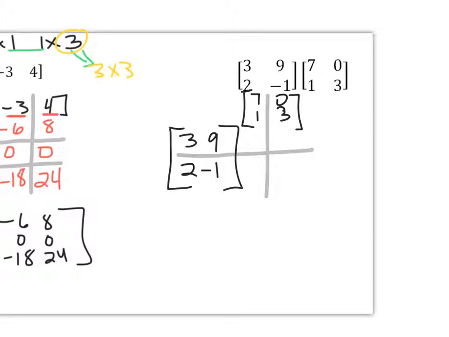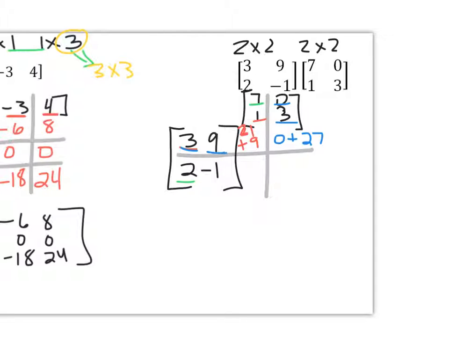Okay. And you could tell maybe that this one is going to work because we have a 2 by 2 and a 2 by 2. And so my final one is going to also be a 2 by 2. All right. So I have 3 times 7 is 21. 9 times 1 is 9. Then 3 times 0 is 0, plus 9 times 3 is 27.